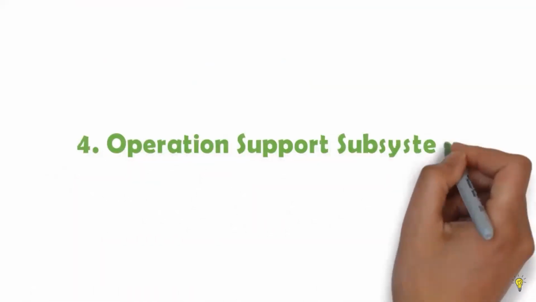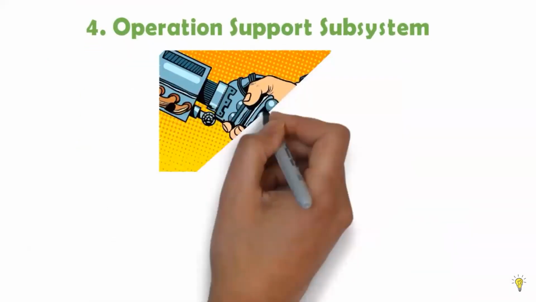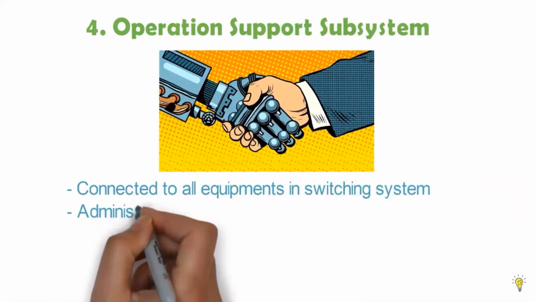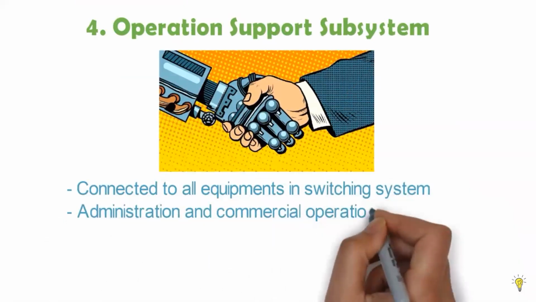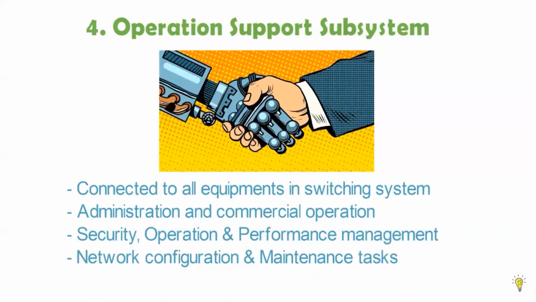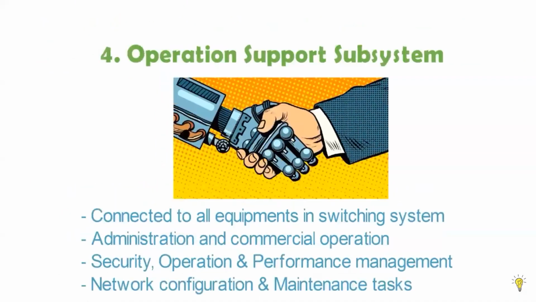The last subsystem is operation support subsystem. It is connected to all equipment in the switching system on the GSM network. It provides administration and commercial operation, manages security and operation, and performs network configuration and maintenance tasks.